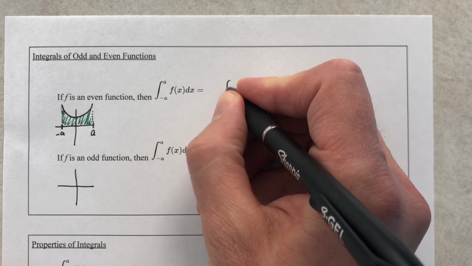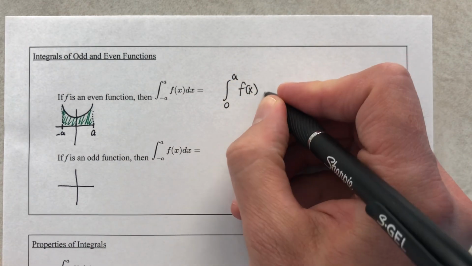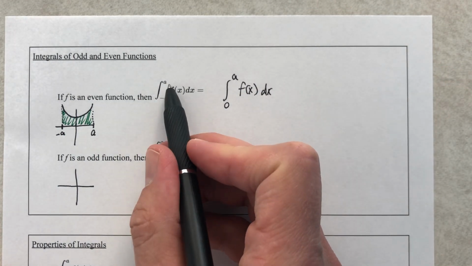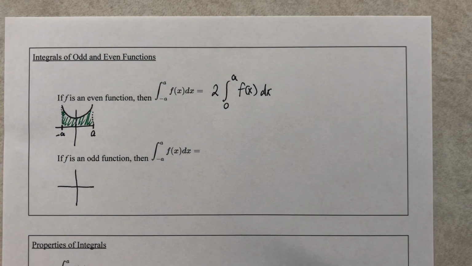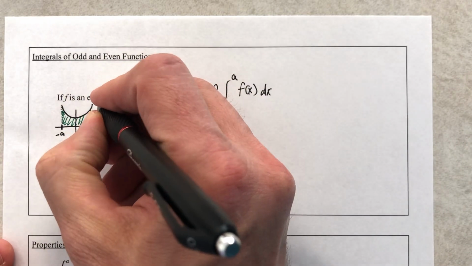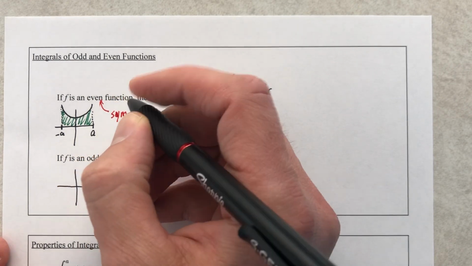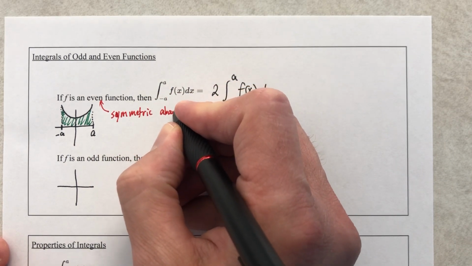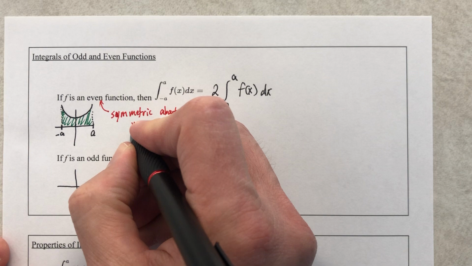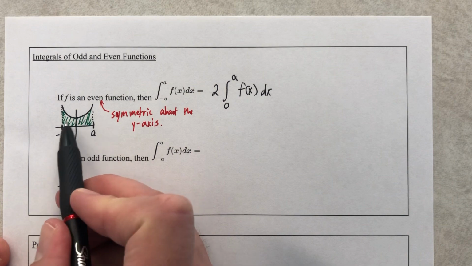So let's write that down. It would be, I left a little gap here on purpose, the area from 0 to a of our function, whatever that even function is. So the area from negative a to a is from 0 to a only doubled. So it's twice that. Even functions, and this is again a rough definition, are symmetric about the y-axis, which means that this area will equal that area.